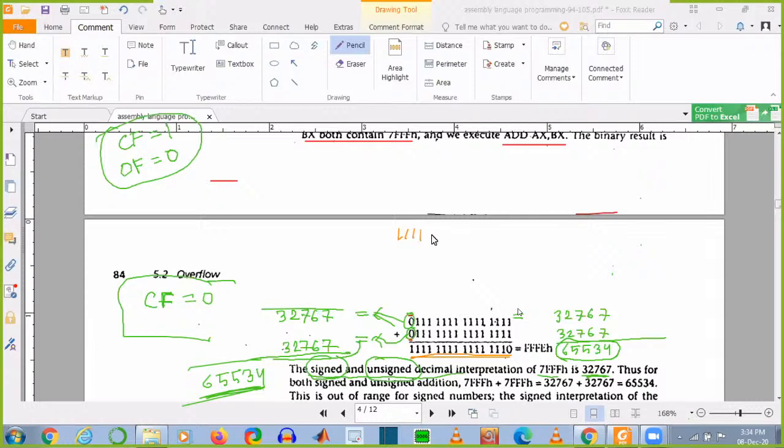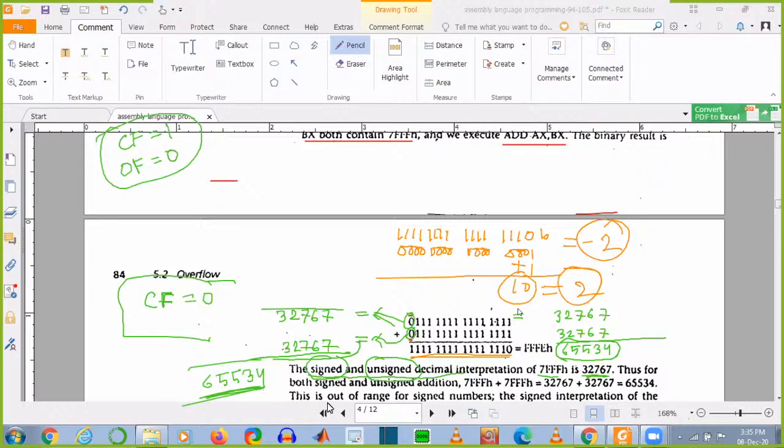So 1 1 1 1 1, then 1 1 1 1 1 0. Then 2's complement: 0 0 0 0 0, then 0 0 0 0 0 0 1. Then you have to add 1. So you get 1 0, right? Yes. 1 0 in decimal equals 2. So that means it is -2. So that is the -2 in 16 bit.